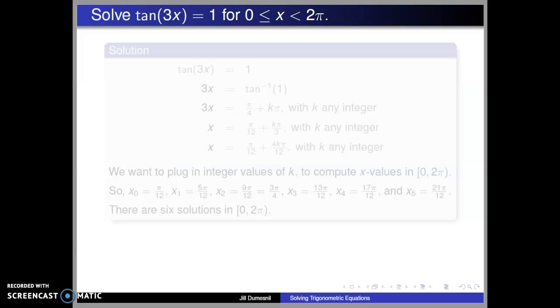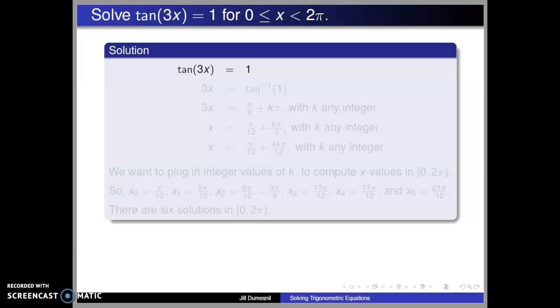Now let's solve a similar equation, tangent of 3x equals 1, for x in the interval from 0 to 2 pi. Again, the trigonometric expression is isolated. This time, 3x is the angle whose tangent is 1. Thus, 3x is pi over 4 plus integer multiples of pi, since the period of tangent is pi.